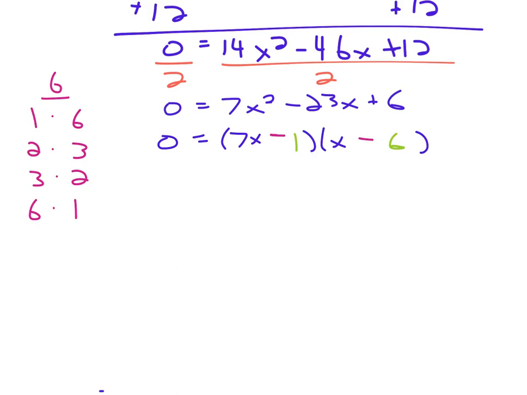Okay, but this times this gives you the 7x squared. We're not worried about that. What we're worried about is where did this middle term come from? And did we place it right to get that middle term?